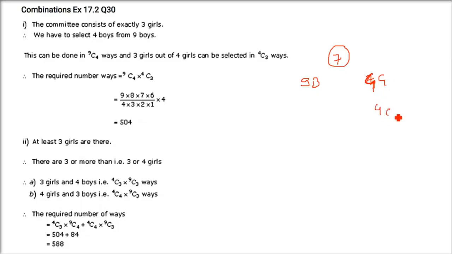So 4C3 is for exactly 3 girls. When you have taken 3 girls in 7, 4 is remaining. So now you can take 4 from 9. So multiply them. This is going to be answer 504.